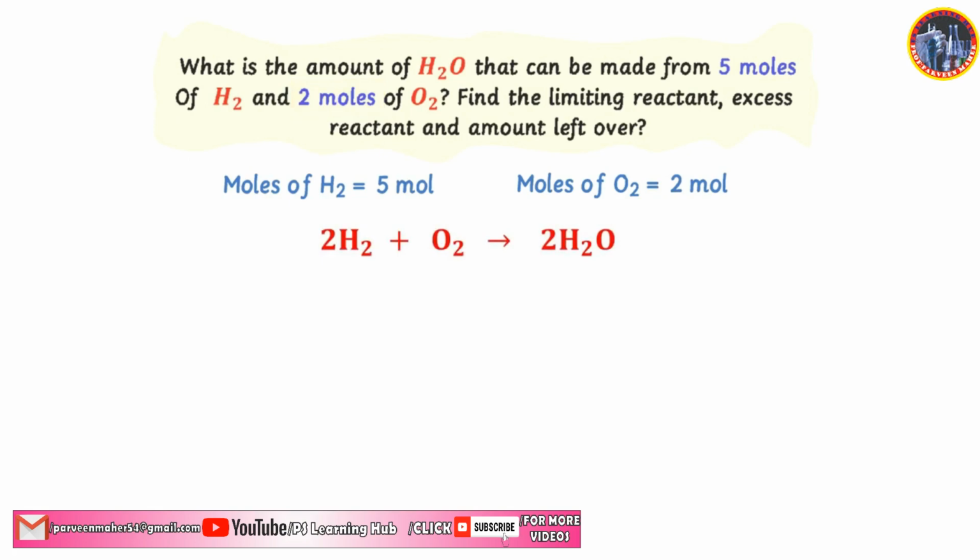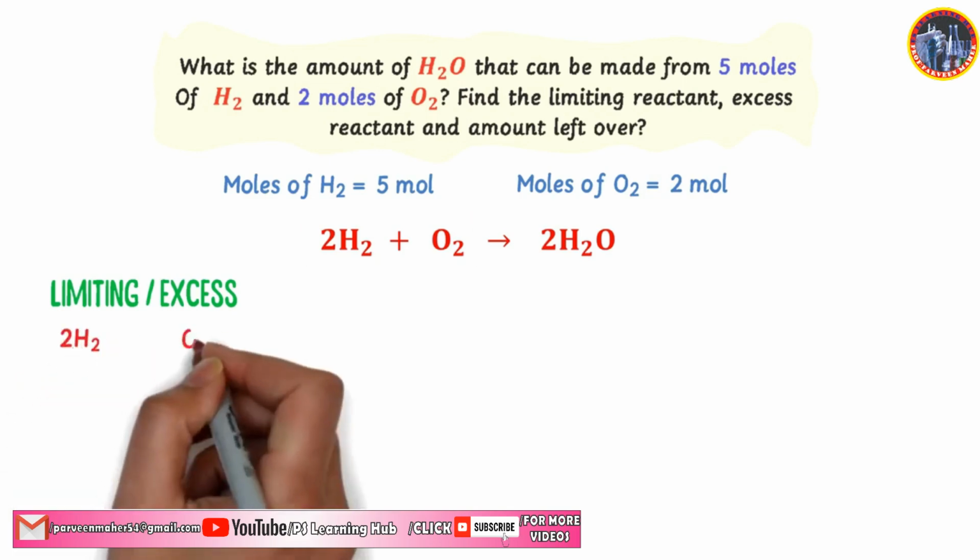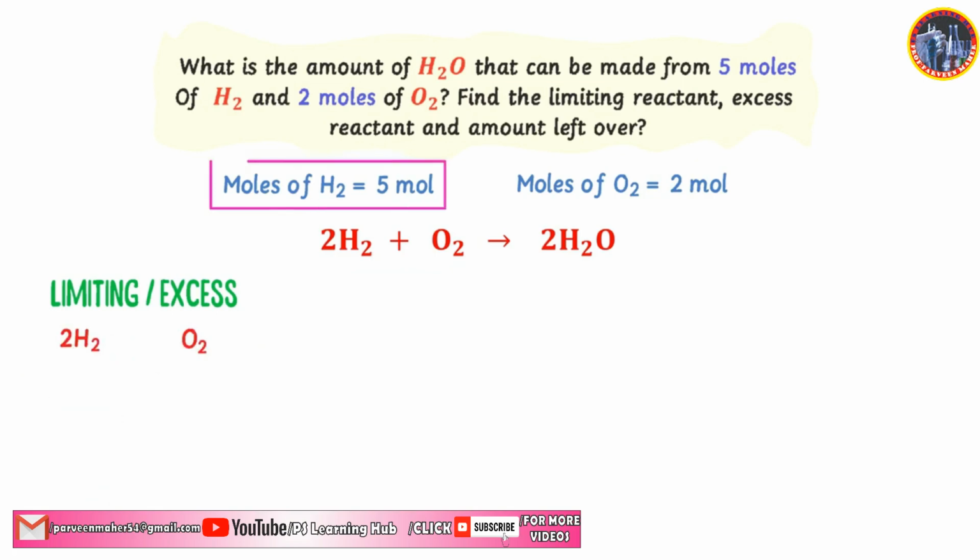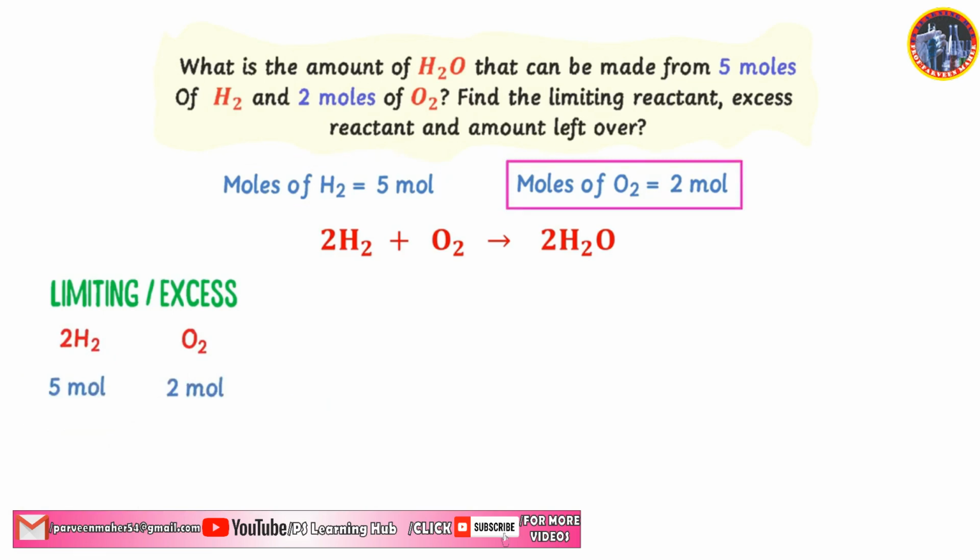Now I am going to spot the limiting reactant and excess reactant in this chemical reaction. Here, hydrogen gas and oxygen gas are reactants. I write 2H2 and oxygen gas. The number of moles of H2 taken is 5 moles and that of O2 is 2 moles. I divide the number of moles of H2 by its coefficient and also that of oxygen by its coefficient. I do so in order to get the simplest ratio between them. I get 2.5 and 2.